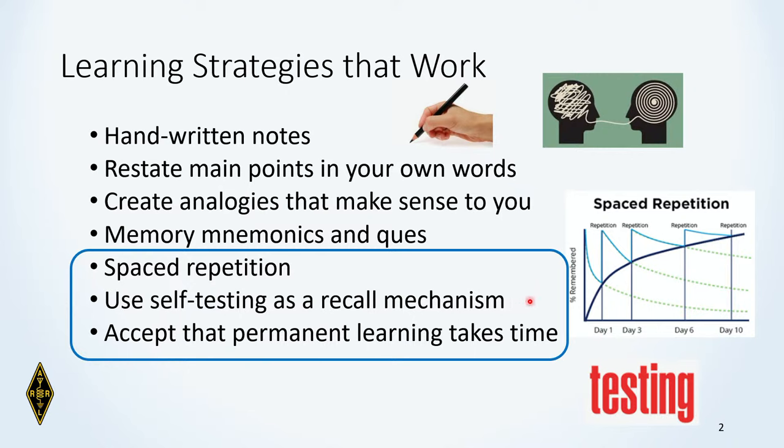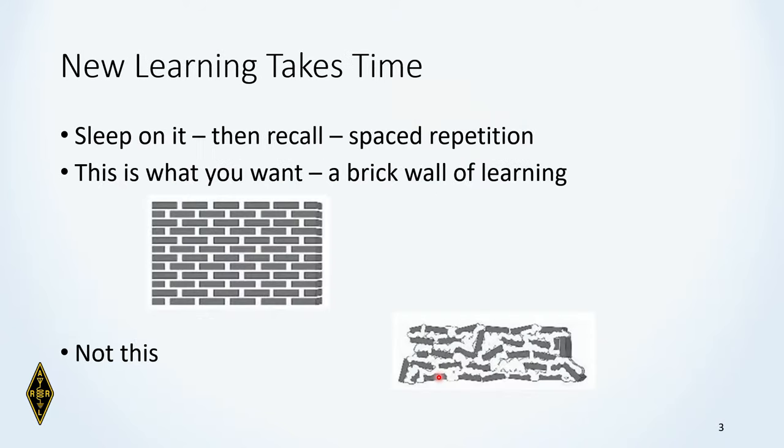Using the ARRL tool, that's a self-testing thing that you can do, and nobody knows your scores. I encourage people to either write down the ones that they get wrong or flag them if you're using the extra Q&A book. And of course, accept that permanent learning takes time. You have to keep reviewing this stuff to get it locked in.